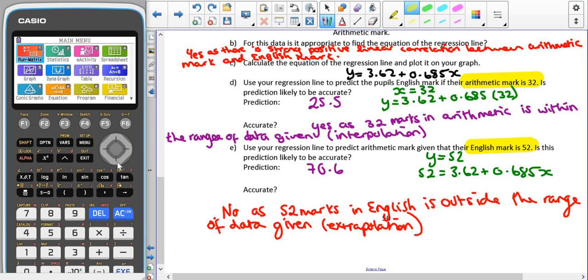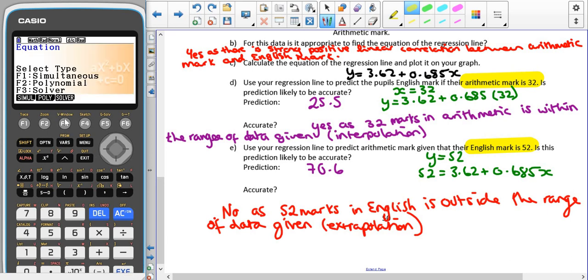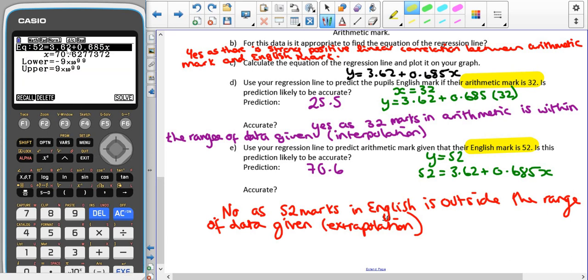If you go back to menu, we used this before in interpolation. We go to equation, solver, and you can see there that I just typed in what I had here. 52 equals, which is shift and then the decimal point, 3.62 plus 0.685, and then remember to use the x theta t button for your x variable. Also remember that when you've typed it in, you have to click EXE twice so that it comes up with your new answer, which is 70.6.